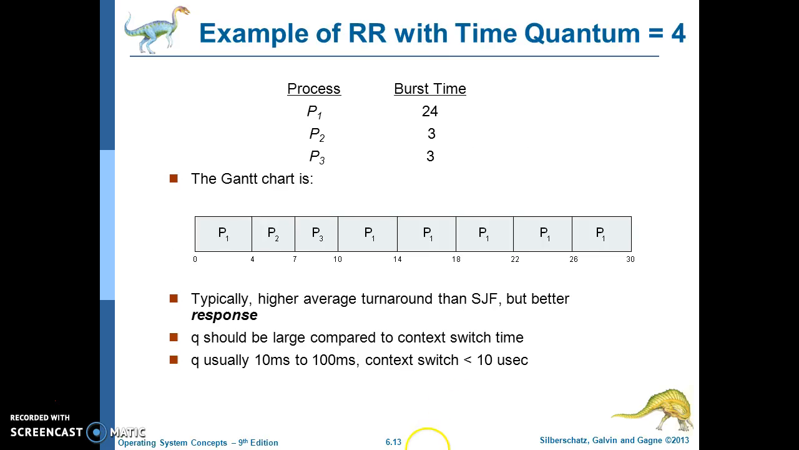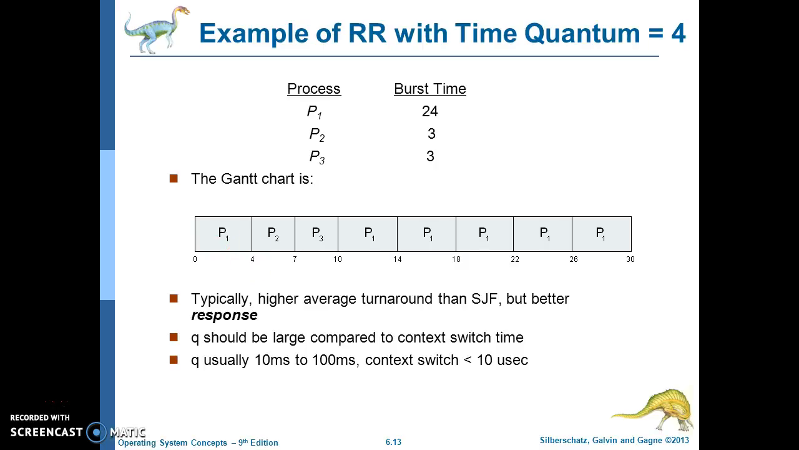Now let us see an example. We have P1, P2, P3. P1 has 24 milliseconds, P2 has 3 milliseconds, P3 has 3 milliseconds. The time quantum is given as 4 milliseconds. First P1 is allotted according to the FCFS scheduling algorithm, from 0 to 4 milliseconds. Now its time quantum is over.